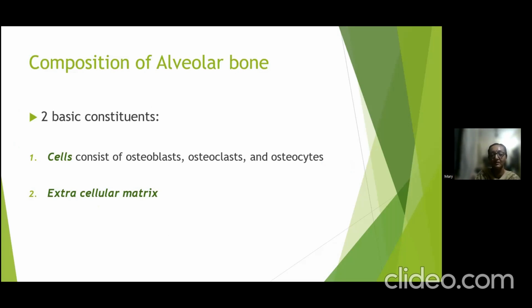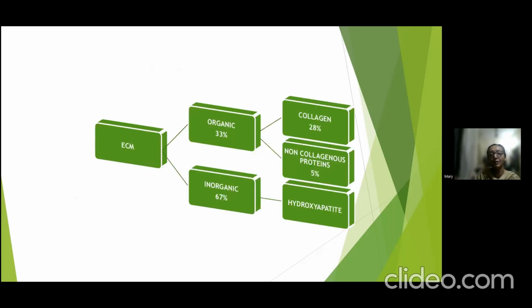And then we have the extracellular matrix. Now, extracellular matrix can again be divided into two types. That is, this extracellular matrix contains organic as well as inorganic material. The organic material mainly contains collagen fibers, and besides collagen, it also contains non-collagenous proteins. The inorganic material comprises mainly of the minerals present elsewhere in our body, like hydroxyapatite, calcium, phosphates, etc. So let us go into the details.